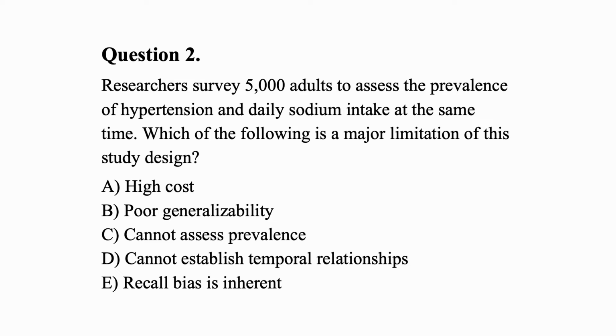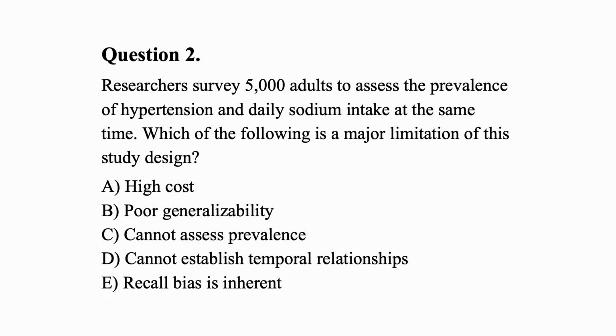All right, question number 2. Researchers survey 5,000 adults to assess the prevalence of hypertension and daily sodium intake at the same time. Which of the following is a major limitation of this study design? High cost, poor generalizability, cannot assess prevalence, cannot assess temporal relationships, or recall bias is inherent.